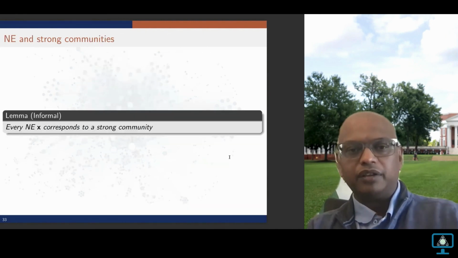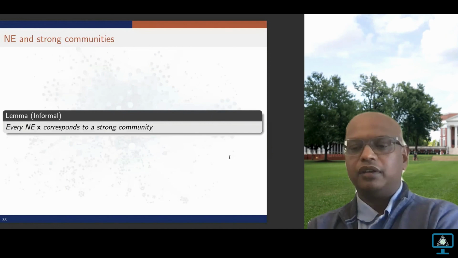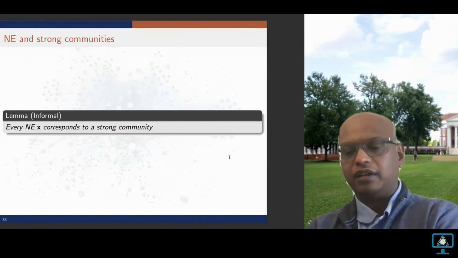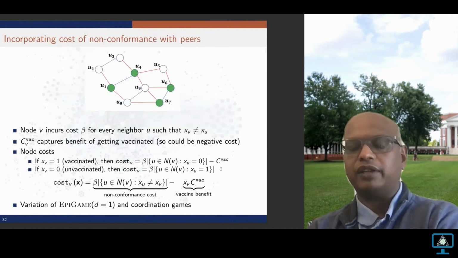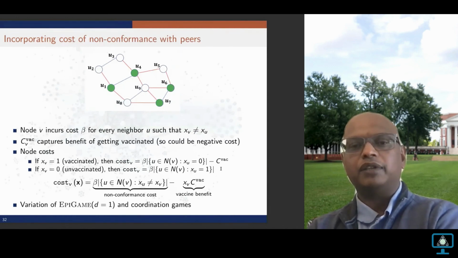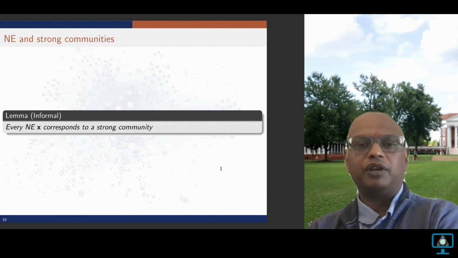Like in the coordination game literature, one can show that a Nash corresponds to a strong community. So you need to change the definition slightly for the strongness of a community to take this vaccination component into account. Basically, a strong community is one in which nodes within a community have the majority of their neighbors within and a few outside. And a node outside that community has likewise most neighbors outside.